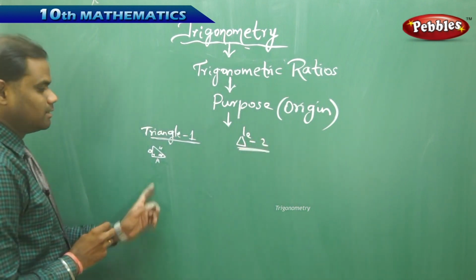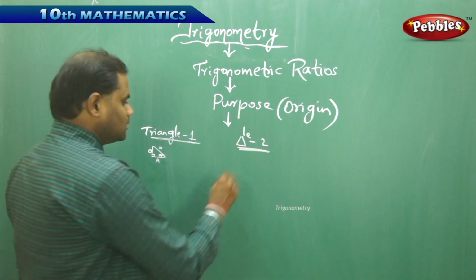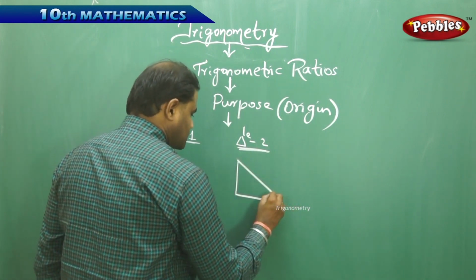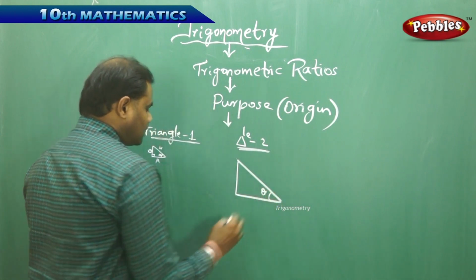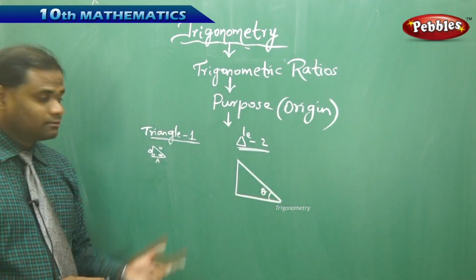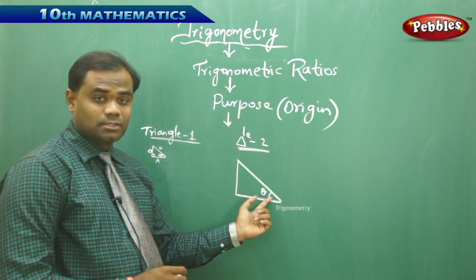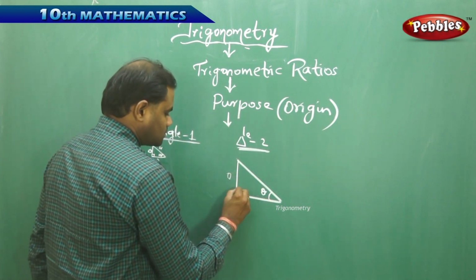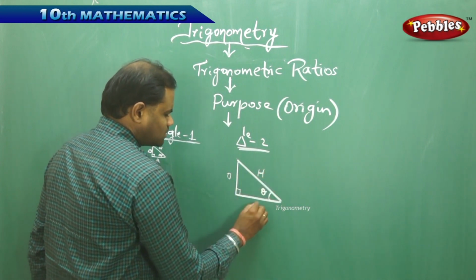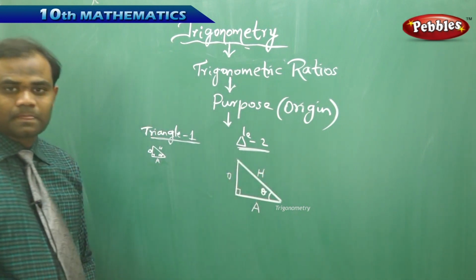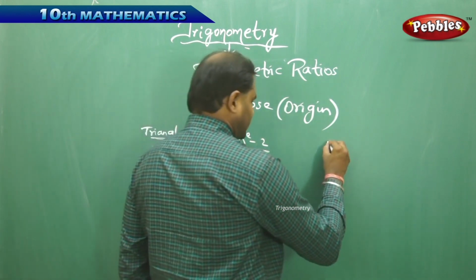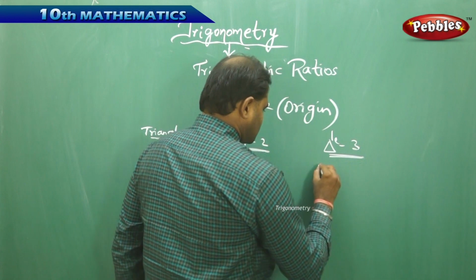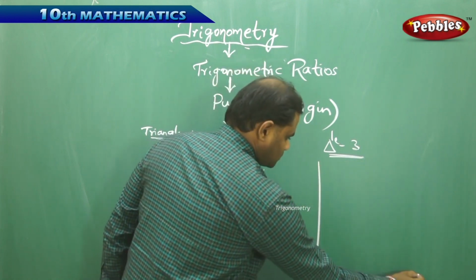In this case, let me take a little bigger triangle, with the same angle theta. I do not change the angle theta; the same angle is maintained here. And then this is opposite, this is hypotenuse, and this is adjacent. Next, I consider the third triangle, triangle 3, which is quite big.